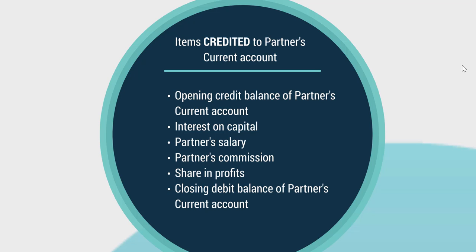Where there is any opening credit balance of the partner's current account, it is brought down to the credit side of the partner's current account as by balance brought down. Now the following items which have to go to increase the partner's share in the firm: interest on capital, partner's salary, partner's commission, and the partner's share in the profits of the firm. The closing debit balance of partner's current account by balance carried down. That comes on the credit side.